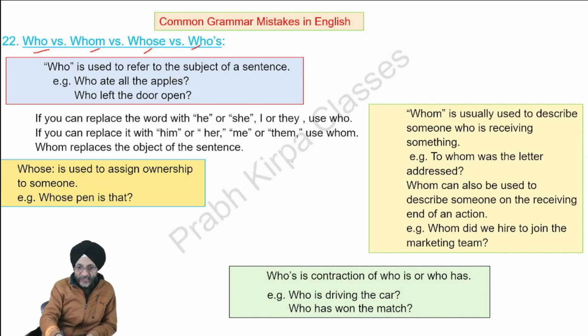But if you can replace it with him, her, me, or them, we are to use the word whom. Whom replaces the object of the sentence. Let us see whom. Whom is usually used to describe someone who is receiving something. To whom was the letter addressed? The letter was addressed to him or her, or the letter was addressed to me, or the letter was addressed to them.